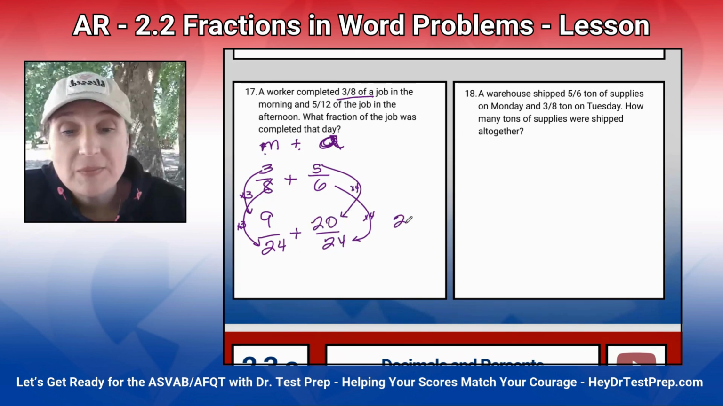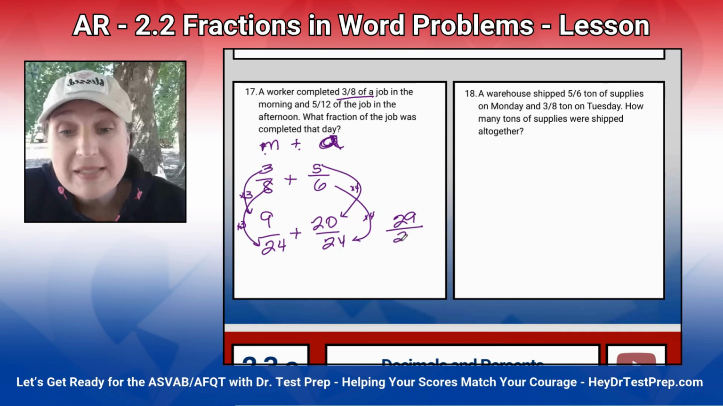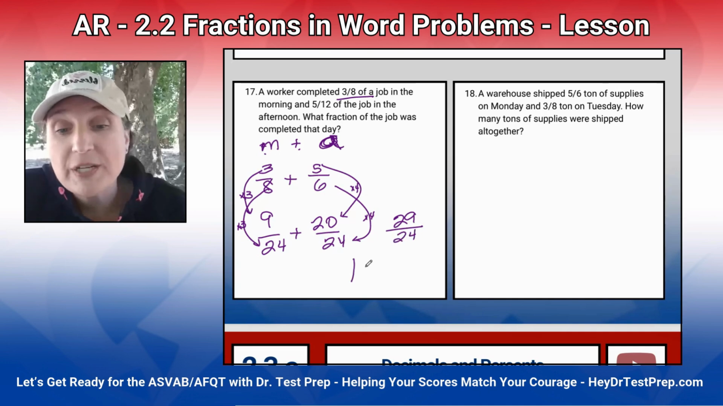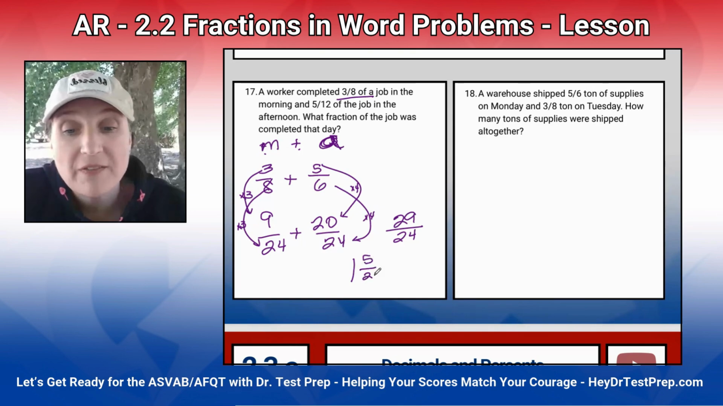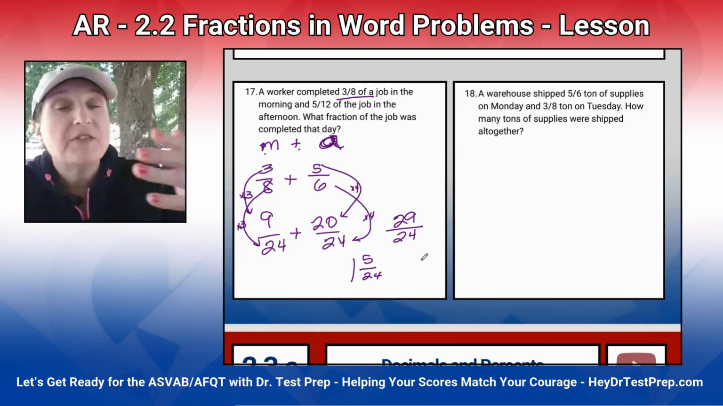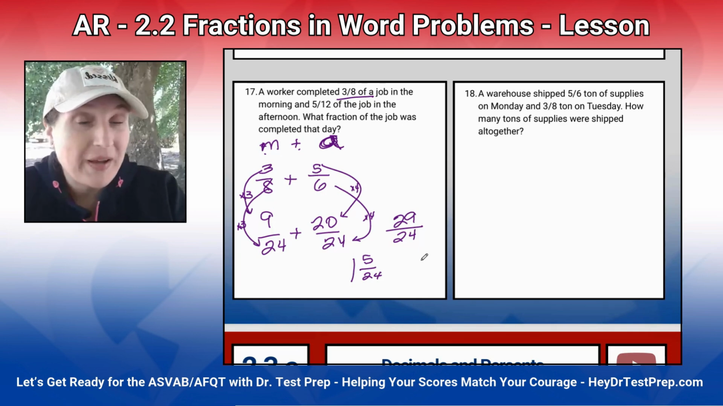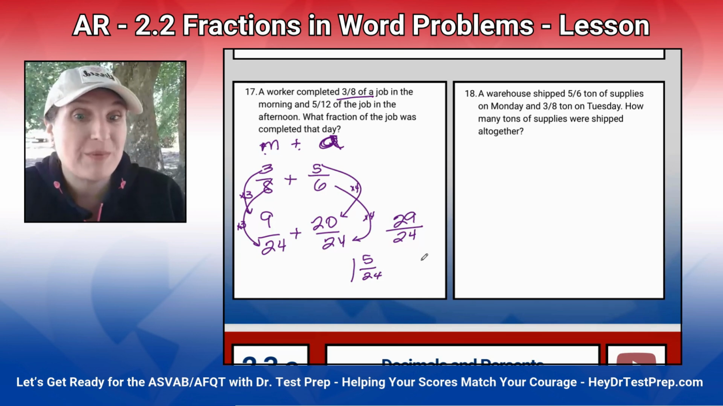Add across. You would not see that answer, so you have to reduce it. 29 minus 24 tells me that there's 5 left over. So 1 5/24 of the job was done.